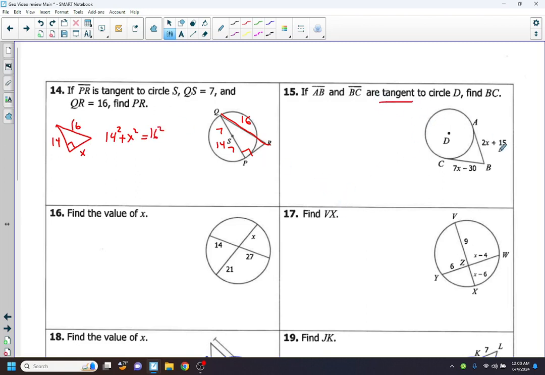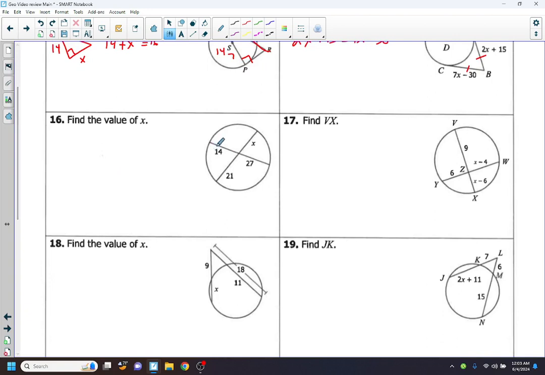This one, they're both tangents. Because they're both tangents, they're equal to each other, so I set them equal to each other. 2x plus 15 equals 7x minus 30. Remember, if you have 2 chords in the line and you're talking about the lines themselves, you do piece times piece. So 14 times 27 equals piece times piece, 21 times x.